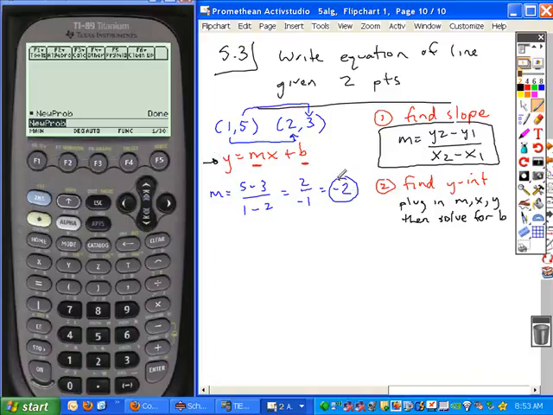We just solved our m. We can choose either set of points to use for our x and y. Again, it doesn't matter. So I can plug in a 5 for the y and a 1 for the x. And then I'm going to solve for b.